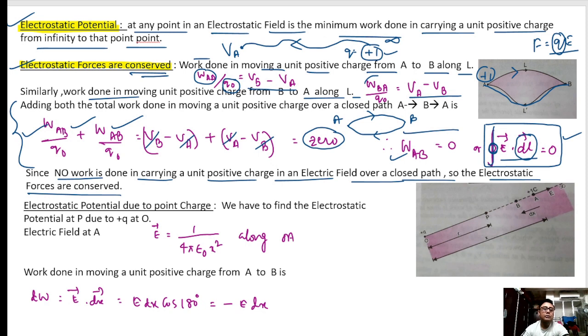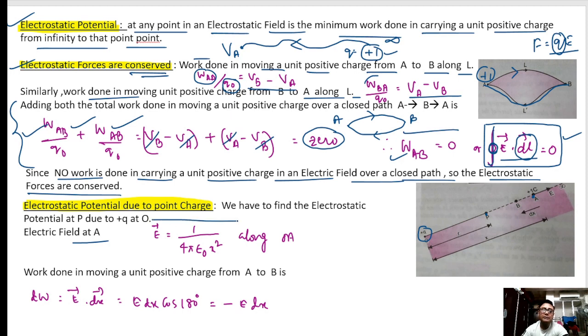Next, we are going to study electrostatic potential due to a point charge. Now, what is the electrostatic potential due to a point charge? So let's see that. This is the point charge plus Q. I want to find out the electrostatic potential at a point P. First of all, let us see what is the electric field at A due to the plus Q, at a distance of x.